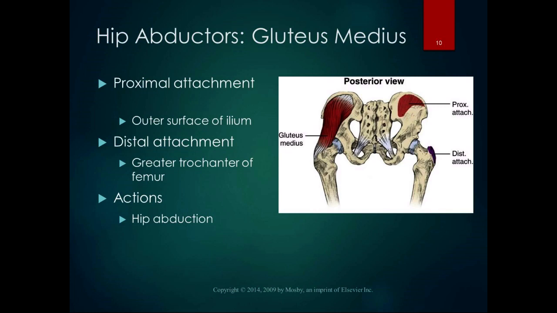Its distal attachment is the greater trochanter of the femur, and it does hip abduction. It's the largest of the hip abductor muscles, and in the book it says it occupies about 60% of the total abductor muscle cross-sectional area.